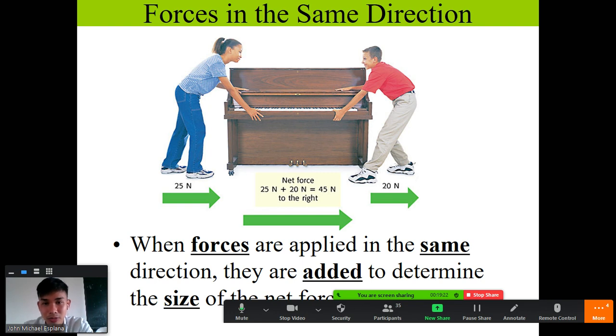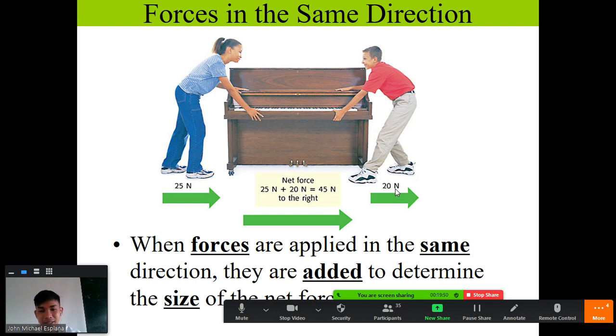So dalawang object. Yung dalawang object na nandito, the first object is yung piano. I don't know what you call this, basta piano yung tawag ko dito. Parang set. Yung another object, yung dalawang tao. Tignan nyo, ito yung size ng force ng babae, 25 Newton, yung lalaki naman 20 Newton.